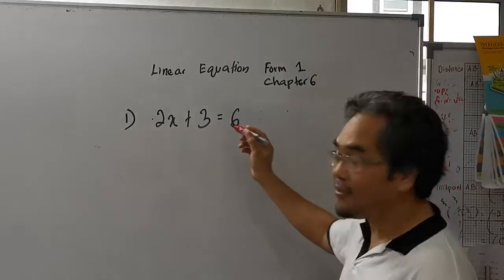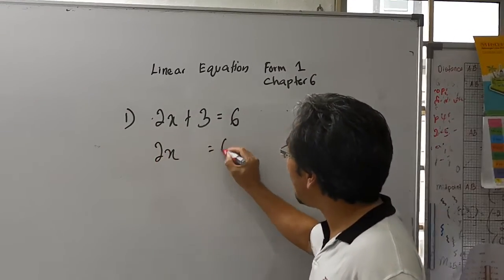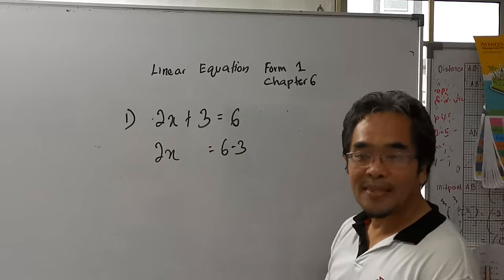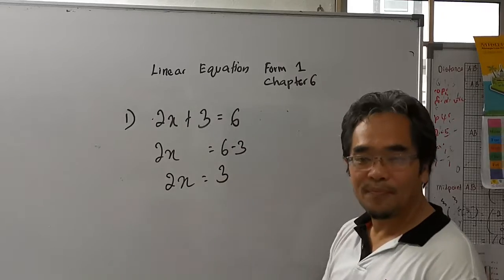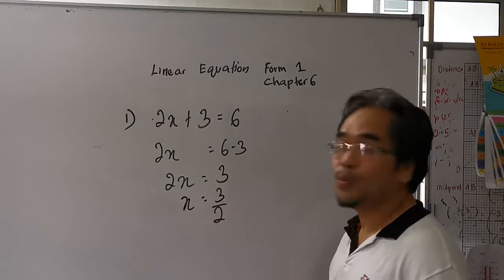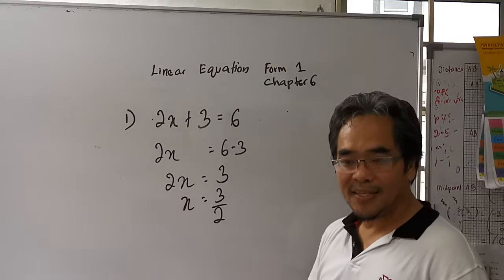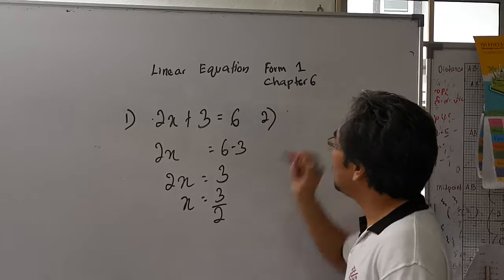How to eliminate 3? You move 3, it becomes negative 3. Then you calculate. So we say 2x equals 3. So x equals 3 over 2. Understand? Okay. So question number 2.